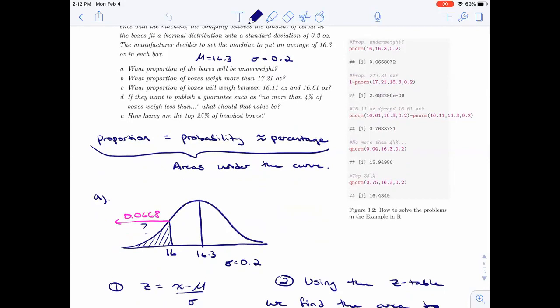And then, oh yeah, I got you guys to think about D. You all went home and thought about it, lost some sleep over it. No, because you knew what to do right away. So now we have this other situation, right? So if they want to publish a guarantee, like no more than 4% of boxes weigh less than this amount, right? What amount is that going to be?